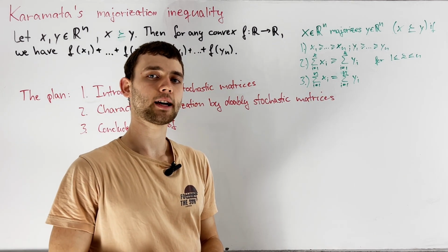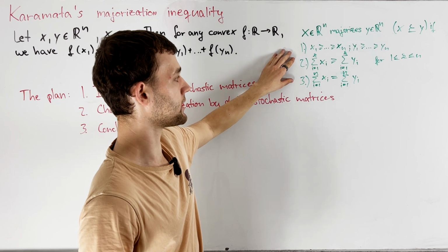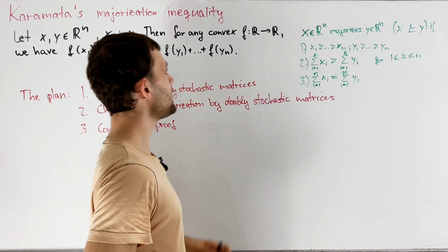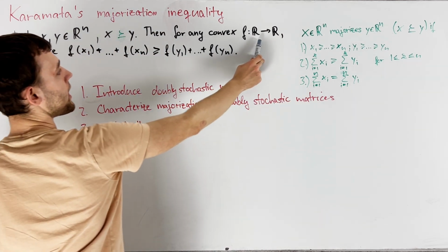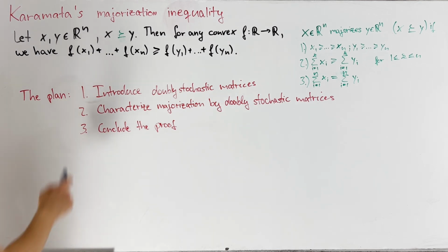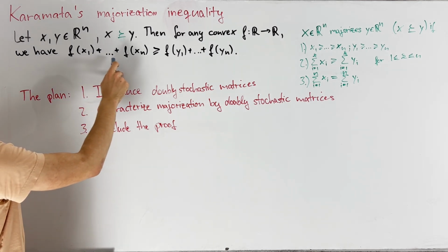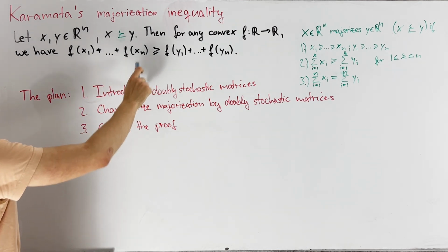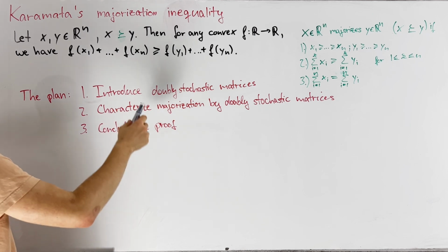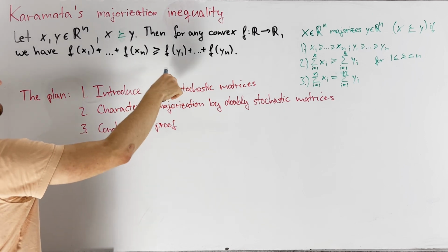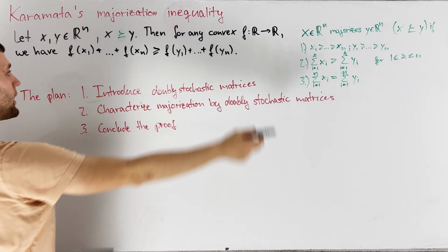Karamata's inequality tells us that if these assumptions are satisfied, then for any convex function f from R to R, we have that f of x1 plus ... plus f of xn is greater than or equal to the sum f of y1 plus all the way up to plus f of yn.